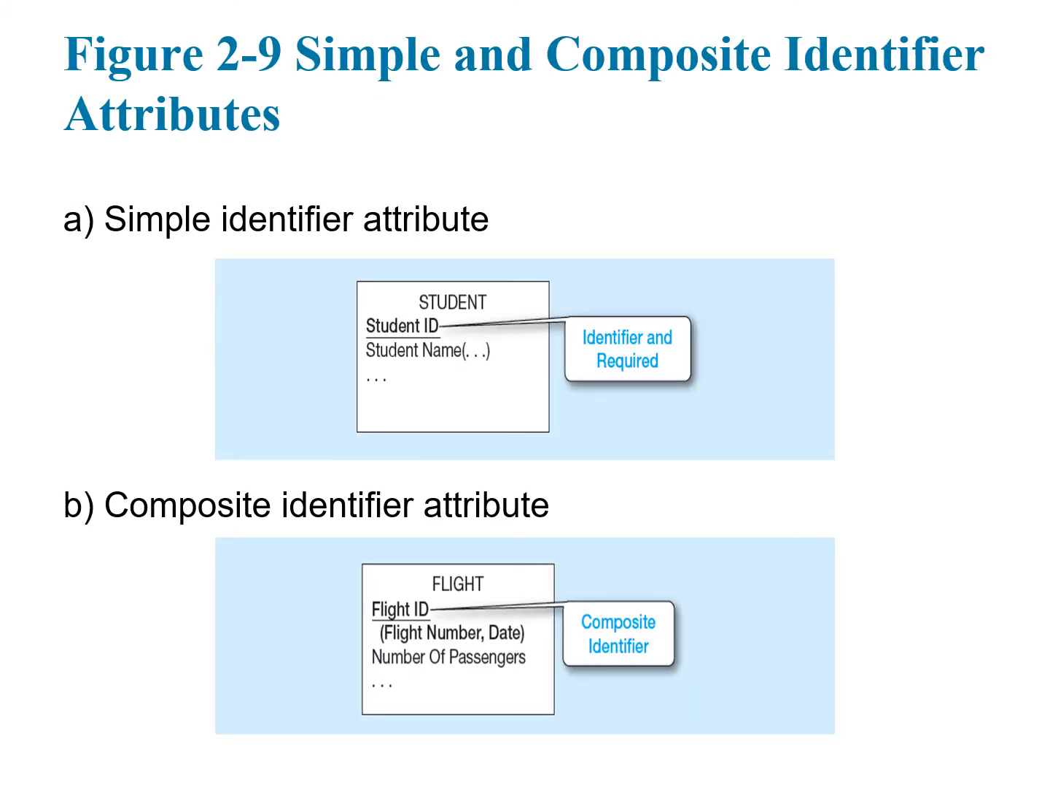Figure 2-9, simple and composite identifier attributes. Simple identifier attribute: student, Student ID, identifier, and required. Composite identifier attribute: composite identifier, flight number, date.